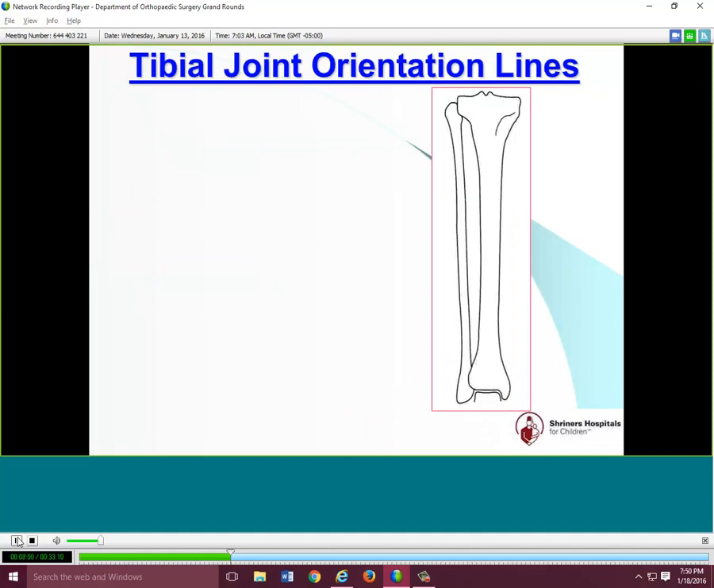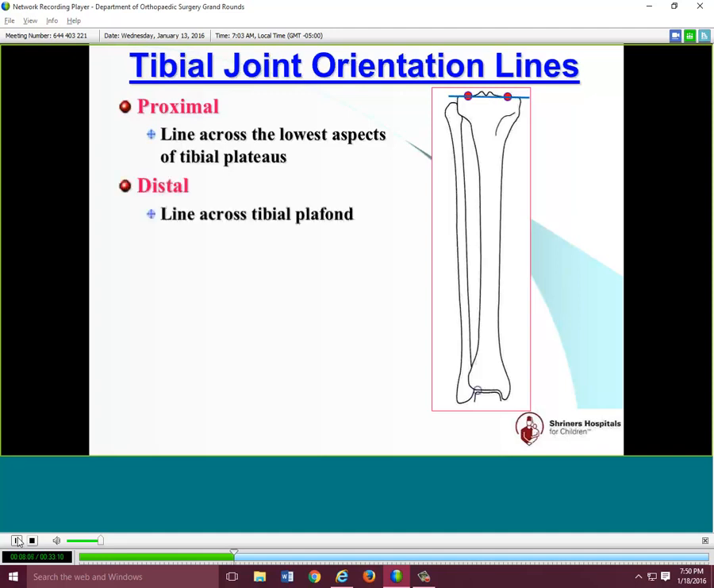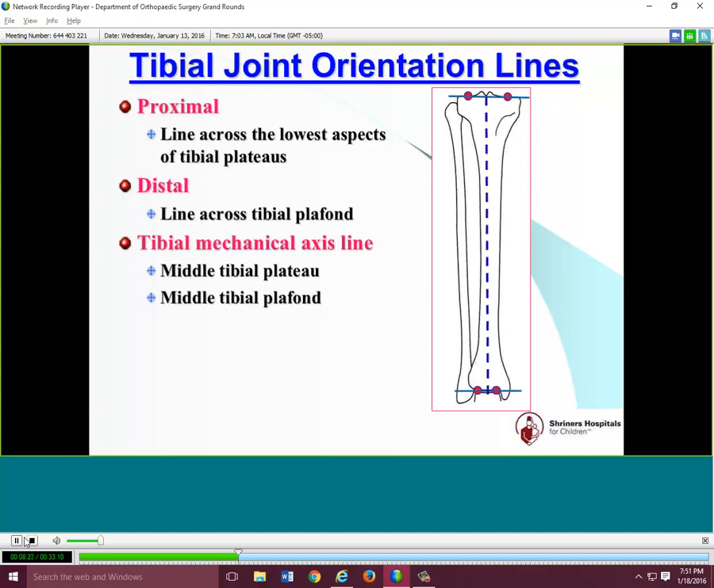In the tibia, similar kind of thing. We draw proximally, take the lowest aspects of both tibial plateaus, draw a dot in those, and a line across that. Distally, it's just a line across the tibial plafond, and sometimes, if that's hard to see, I'll just take the talus if I know that the ankle joint looks normal. And then draw the mechanical axis to it from the middle of the knee to the middle of the ankle. Again, measure our angles there. So the proximal one is medial, so the medial proximal tibial angle should be 87 degrees. And the distal, the lateral distal tibial angle should be 89 degrees. And most of us just kind of shortcut that to 90 degrees, and that works out just fine.